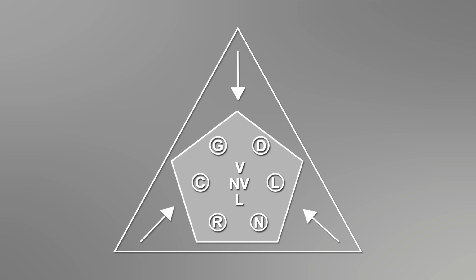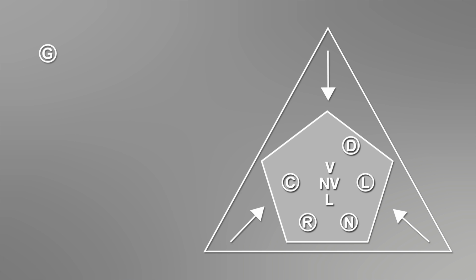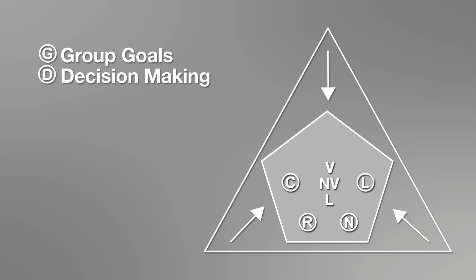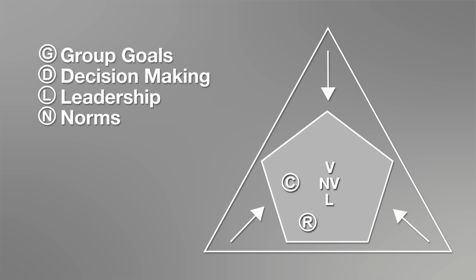Inside we have 6 different letters. G stands for group goals. It also includes individual goals. D stands for decision making or problem solving methods. L stands for leadership. N stands for norms. R stands for roles, and C stands for conflict.